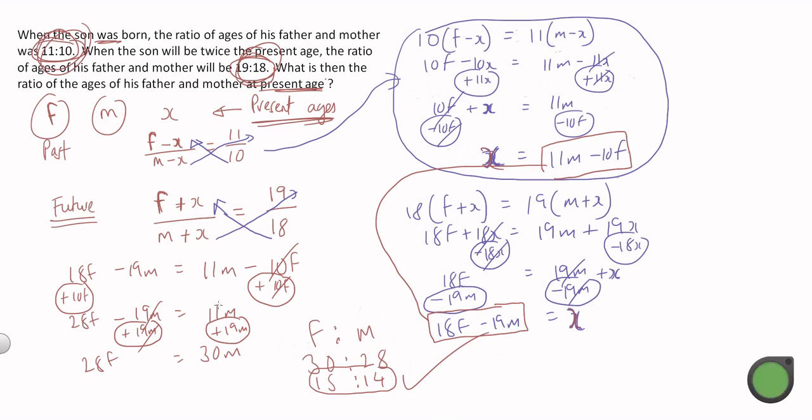Right, just as a check, I can show you on the left hand side, you've got 28 multiplied by, well, the father's part is 15. 28 times 15 is 420. And do the same sort of calculation on the right hand side. 30 multiplied by the mother's part is 14. That also gives you 420. Okay, so it's 420 on both sides.